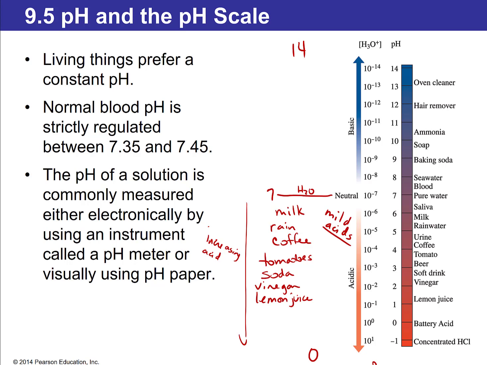But lemon juice, even though it's a weak acid, is still really low on the pH scale. Typical vinegars are around a pH of 2. The ones around a pH of 1, that's your stomach acid.